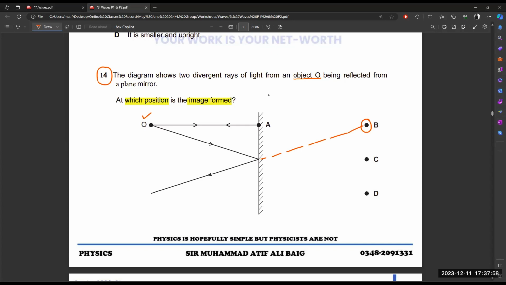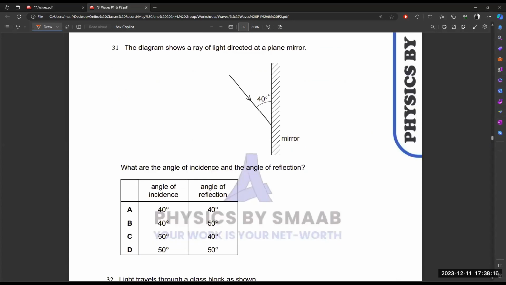So most of the time they ask about different concepts, like mostly they ask from lenses, but somewhere they ask about the plane mirror, because in plane mirror we have only the concept of plane mirror. There is no concept of curved mirrors. So that's why the concept of mirror is very easy.